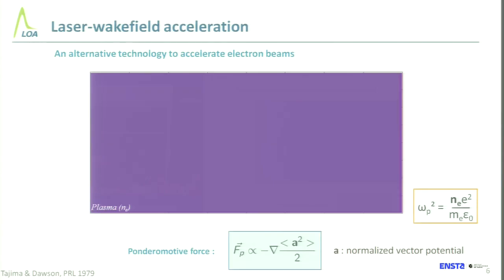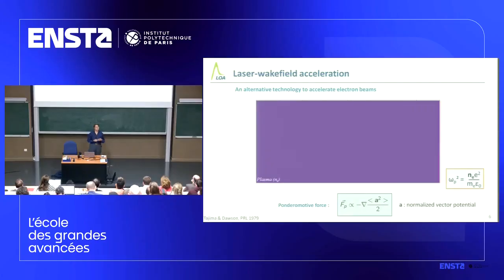So these were the two main limits of conventional acceleration: first, getting to high energies, and then for low energy applications, getting short electron bunches. And now I will talk about an alternative way to accelerate electrons, which is laser-wakefield acceleration.